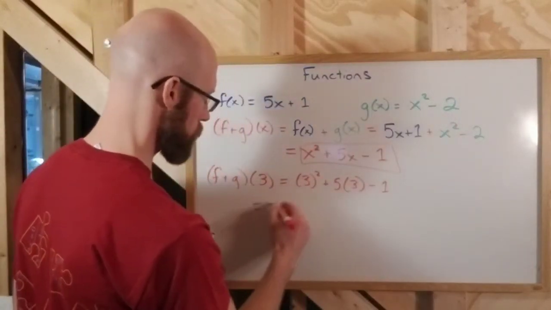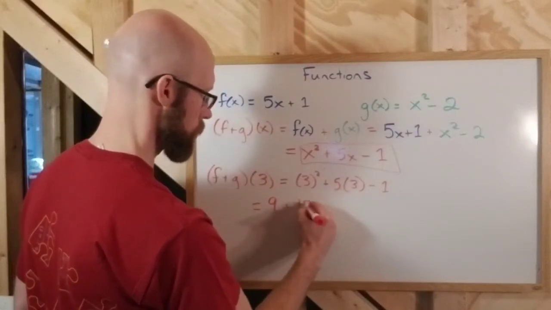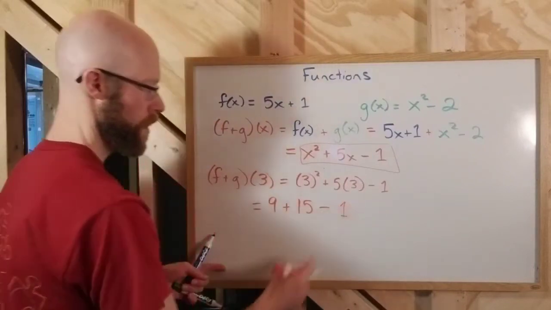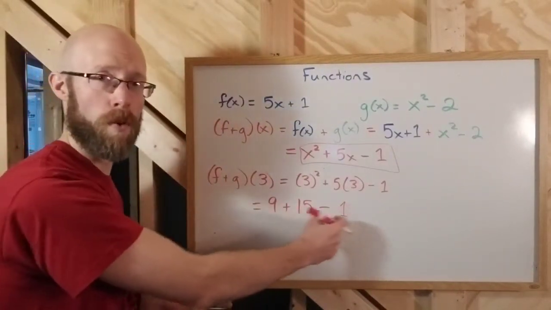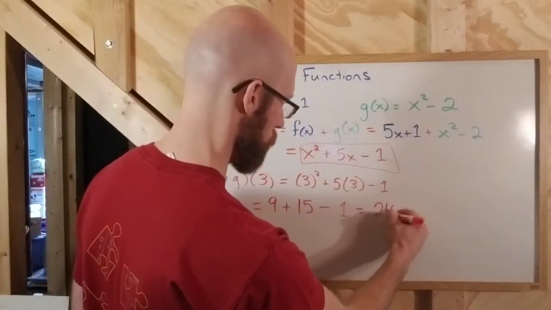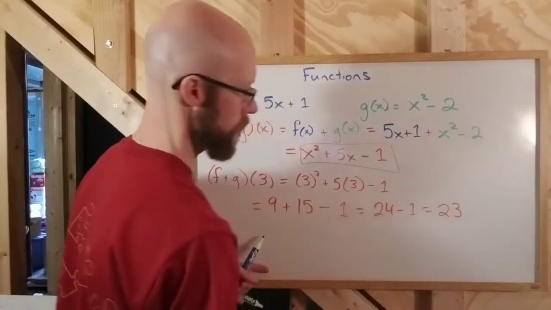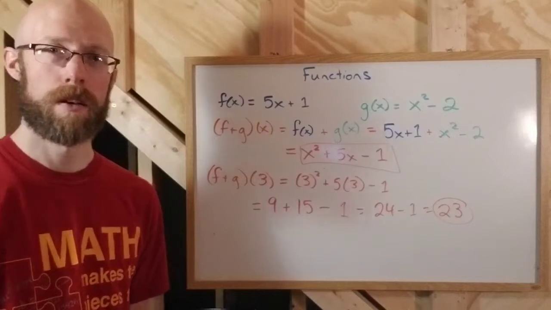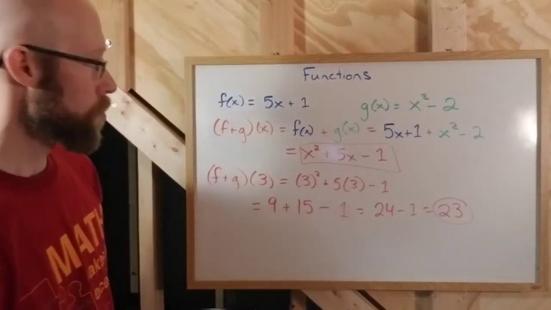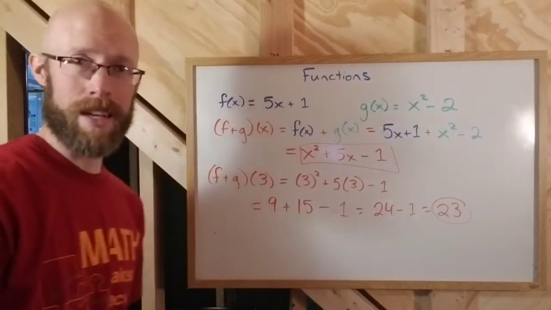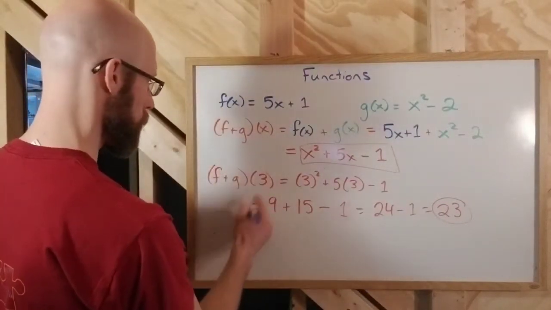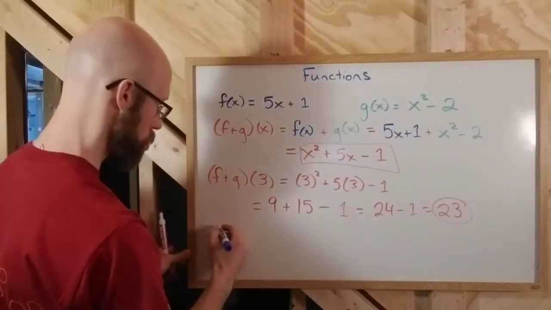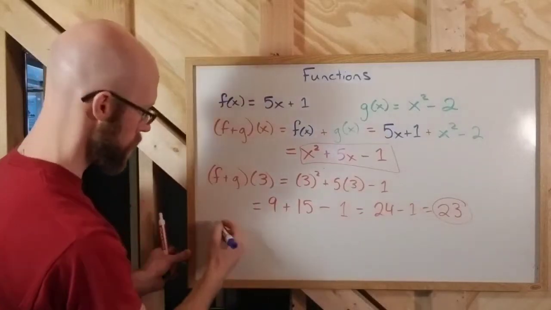This would be, what, 3 squared is 9, 5 times 3 is 15, minus 1. 9 plus 15 is 24. 24 minus 1 is 23. Right? So f plus g of 3 is 23. You could also go about that a different way. That is, you could plug the 3 into each of the original functions and then add them together at the end. Just to show you that you'll get the same answer. You'll still get 23 doing it that way.